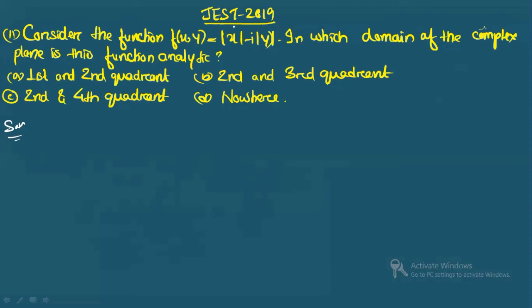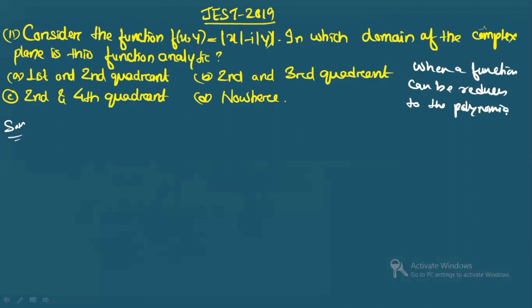We know a function is analytic when you can write the function as a polynomial of z. When a function can be reduced to a polynomial of z, it is analytic. That means when you have z bar, then it is non-analytic. Clear? So now you will have to see, suppose z is equal to x plus iy.